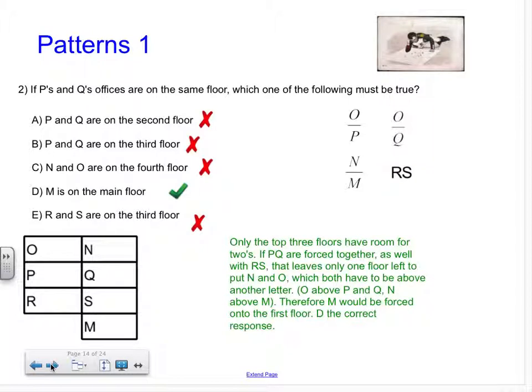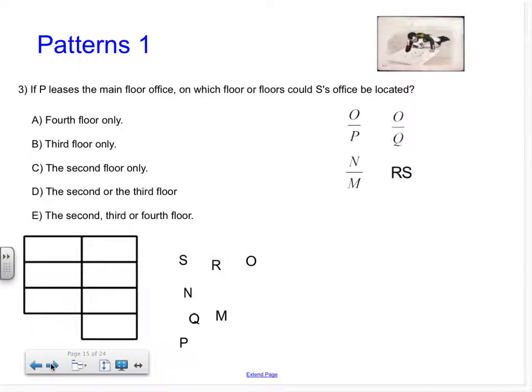So just to recap quickly, only the top 3 floors have room for pairs of twos. If PQ are forced together, as well as RS, that leaves only one floor left to put N and O, which both have to be above another letter. O above P and Q, N above M. Therefore, M would be forced onto the first floor, and D is the correct response.